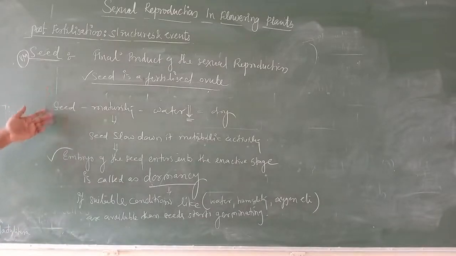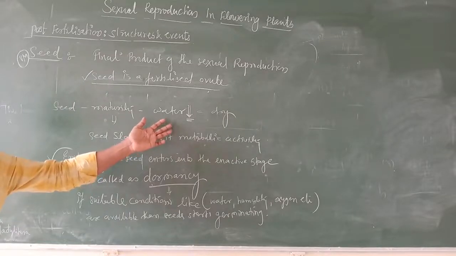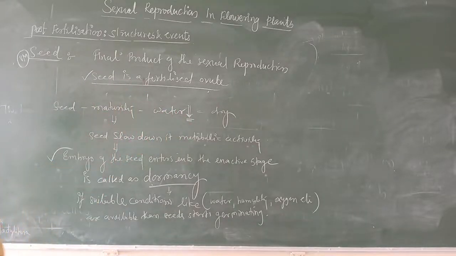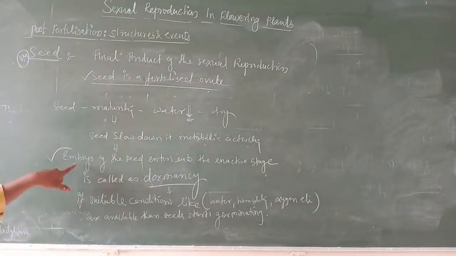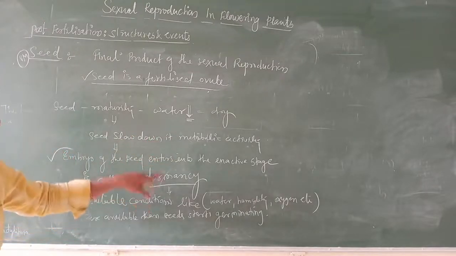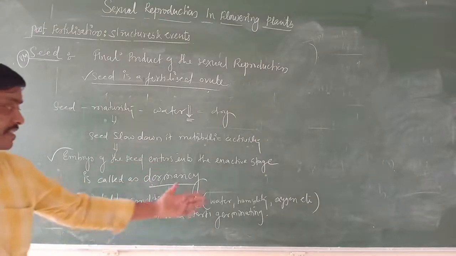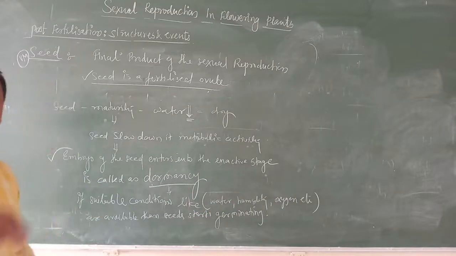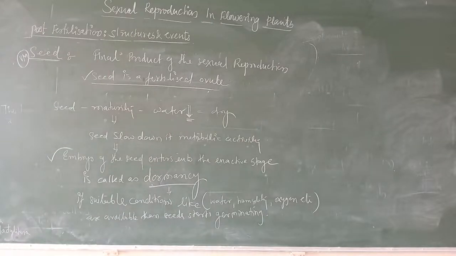And then I told you when the seed is mature, the seed is going to lose its water content, in the sense dehydration, and it becomes dry, and at that time the seed slows down its metabolic activity. That is the reason the embryo of the seed enters into the inactive stage, called a dormant seed. And when the dormancy is broken, with suitable conditions like water, humidity, oxygen, it will start germinating. So this is about the seed. Now we are going to go for the next point, that is the fruit.